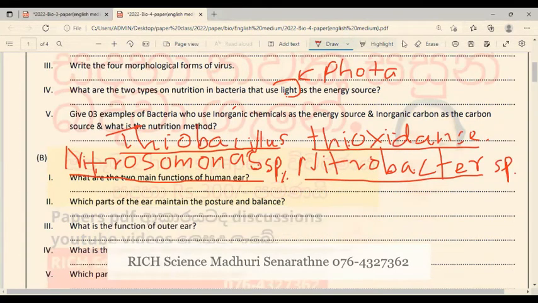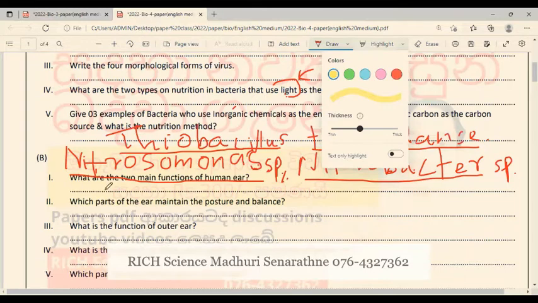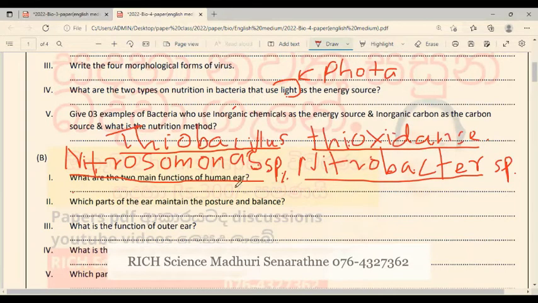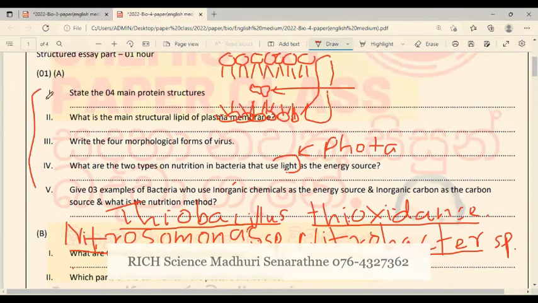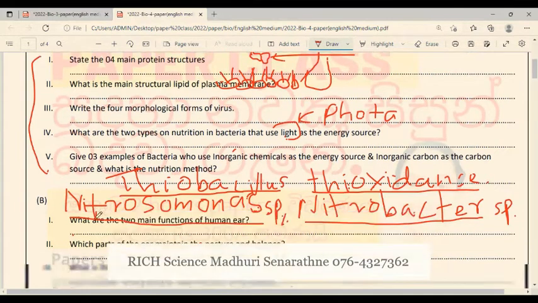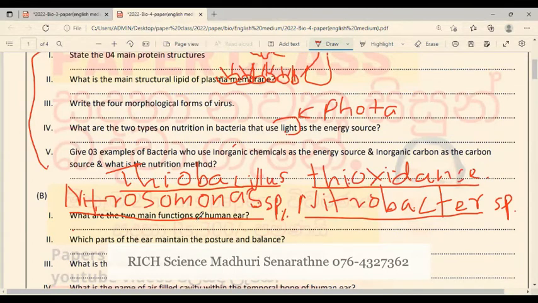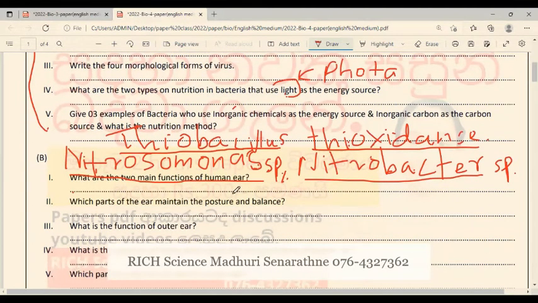So, what are the two main functions of the human ear? Very easy. After doing this part, you have to do a deep study about the morphology of microbes. What are the two main functions of the human ear? Hearing and equilibrium.